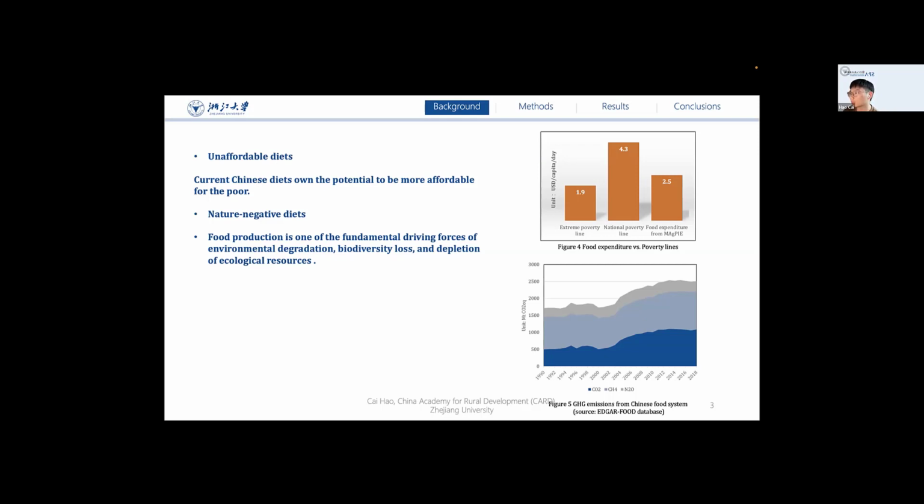The main type of emission, the pollutant, is CH4, followed by CO2 and N2O, right? And the CH4 is mainly from enteric fermentation linked to livestock production, and N2O is mainly related to nitrogen use. From this figure, I can't find there is a big difference of their shares.